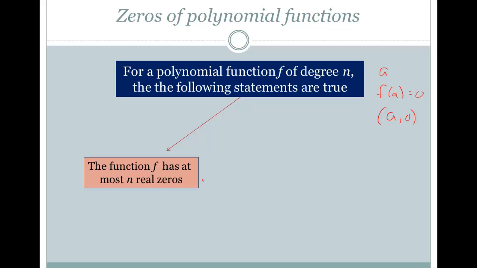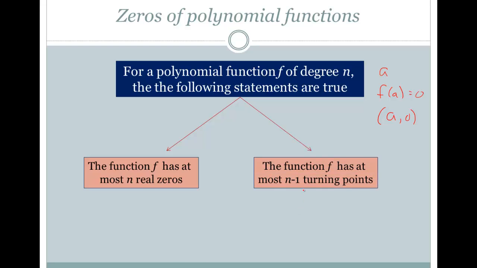A function has at most n real zeros. So if I have a polynomial of degree 4, there are at most 4 real zeros. Very important to understand. Then we also have at most, though not necessarily, n minus 1 turning points. So with a polynomial of degree 4, I can have at most 4 zeros and at most 3 turning points. That's important to understand as we start to talk about graphing.